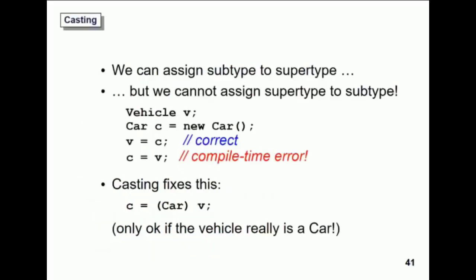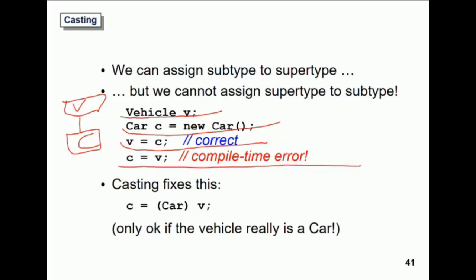And here's another example. So vehicle V, you've got car C is equal to new car. So assuming that vehicle is the supertype and car is the subtype, obviously, you can do V is equal to C, whereas you can't do C is equal to V. That will give you a compile time error. Your program just won't run. So you have to cast.